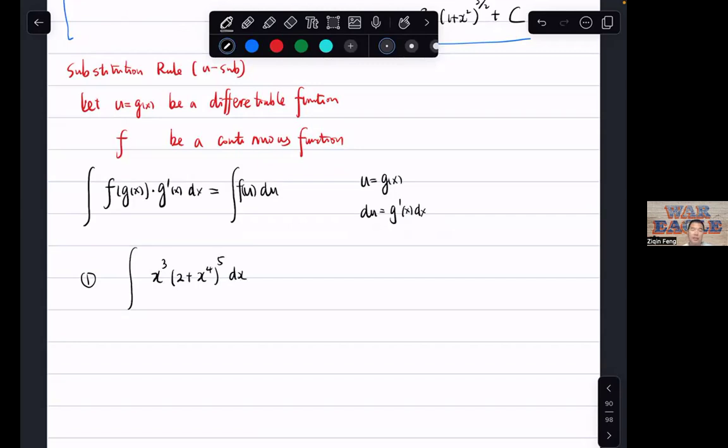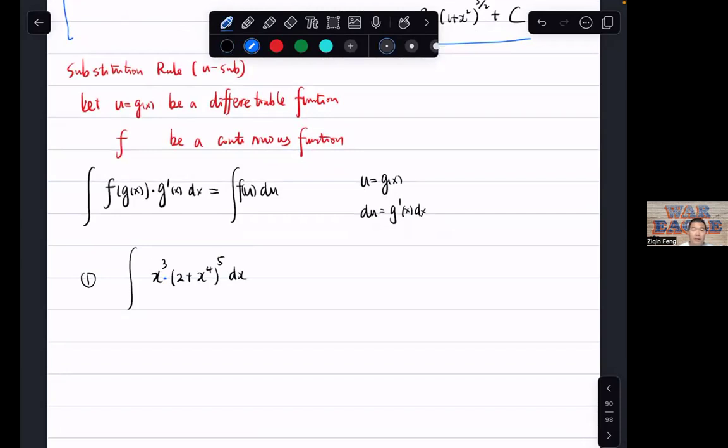So you can see that this is a very complicated function. It's a product of two factors. And we don't want to change this to a sum or difference of elementary functions because that will be very difficult, right? The power 5. Okay, so now you can see that we want to try our method called the substitution rule.